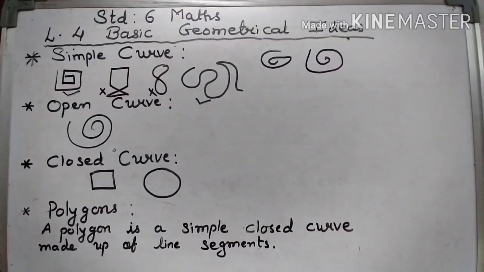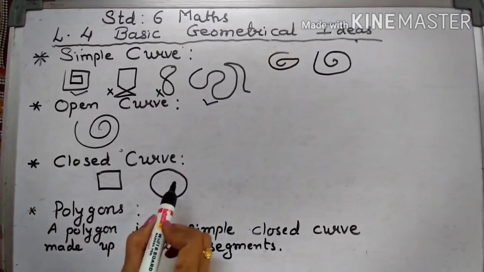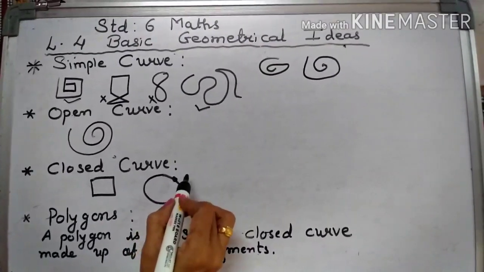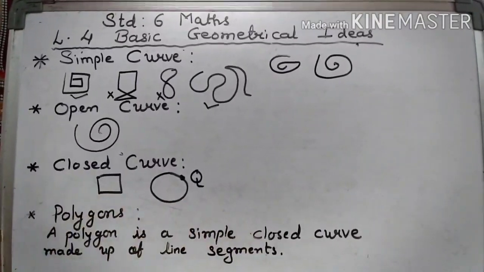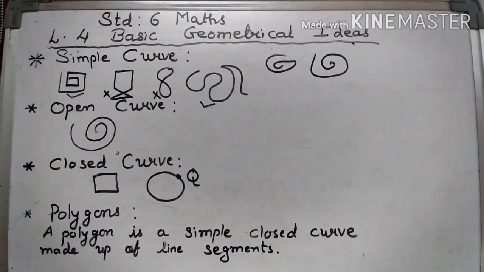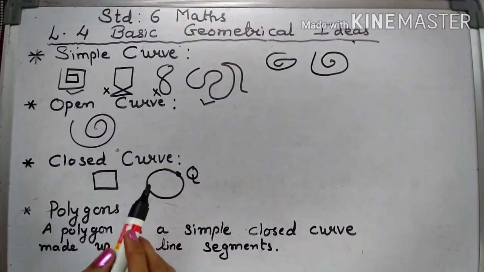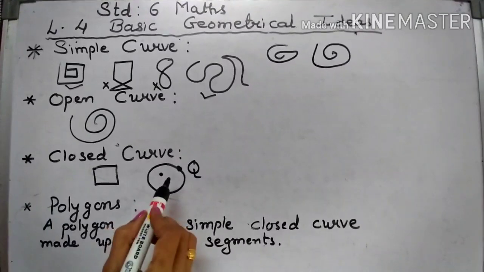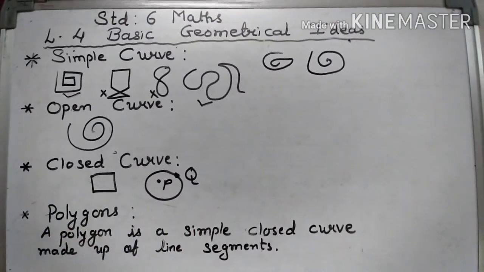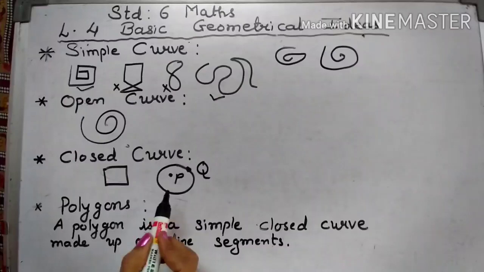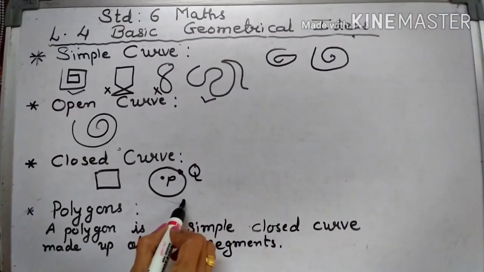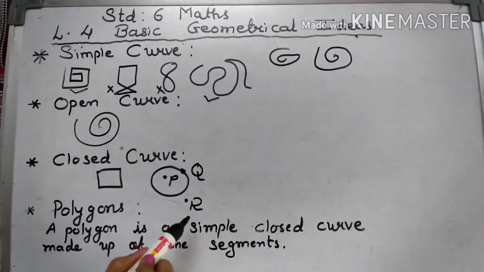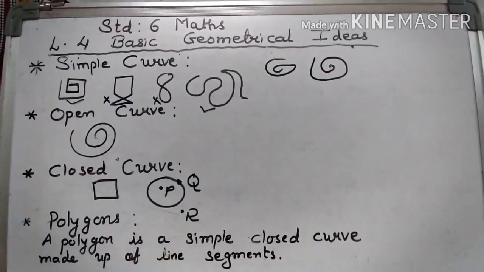Now, suppose a point lies on the curve. Suppose it is Q. Then we can say that the point is on the curve. If the point lies inside the curve, suppose P, then it is called an interior point. Suppose any point lies outside the curve, it is called the exterior of the curve.